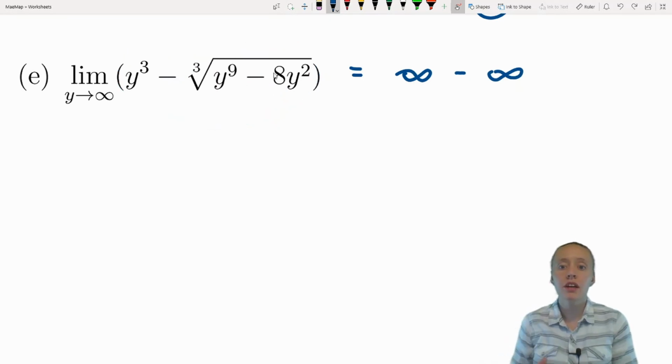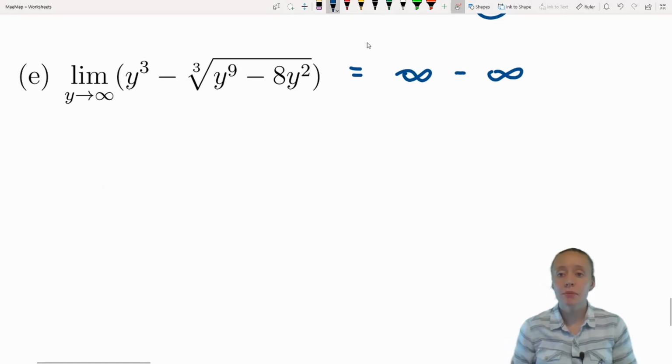But I don't know if infinity minus infinity is going to give me 0 or if it's going to give me something else. Or maybe I'm going to be approaching negative infinity or infinity. I just don't know. So what we're going to do is manipulate this, because what do we want? We want infinity over infinity or 0 over 0.